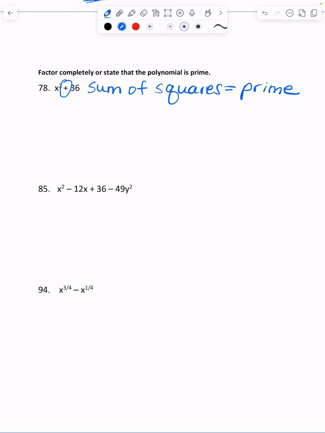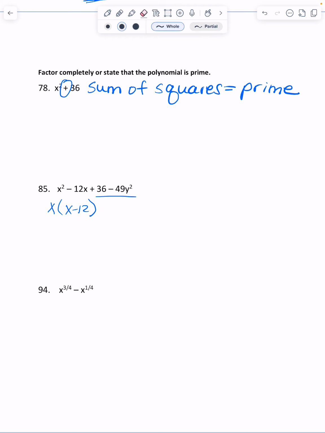All right, let's look at 85. It has 1, 2, 3, 4 terms. So let me see what we can do here. If I try to factor an x out of the first grouping, I get x minus 12 because I have 4 terms. And it's just not working out. What in the world? This is kind of tricky.